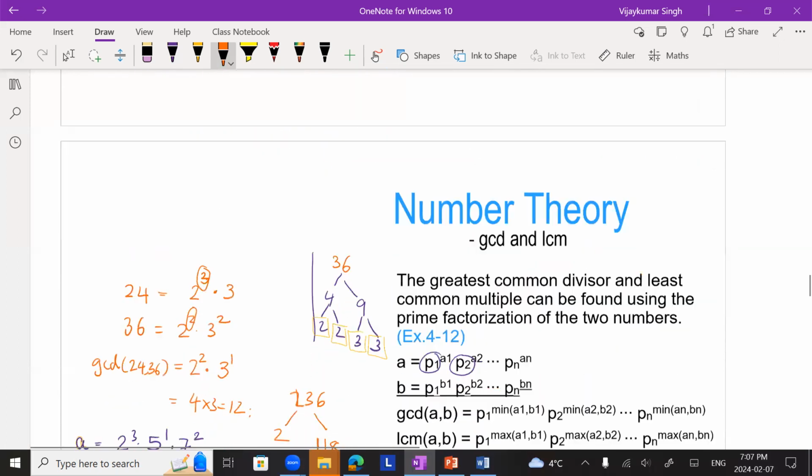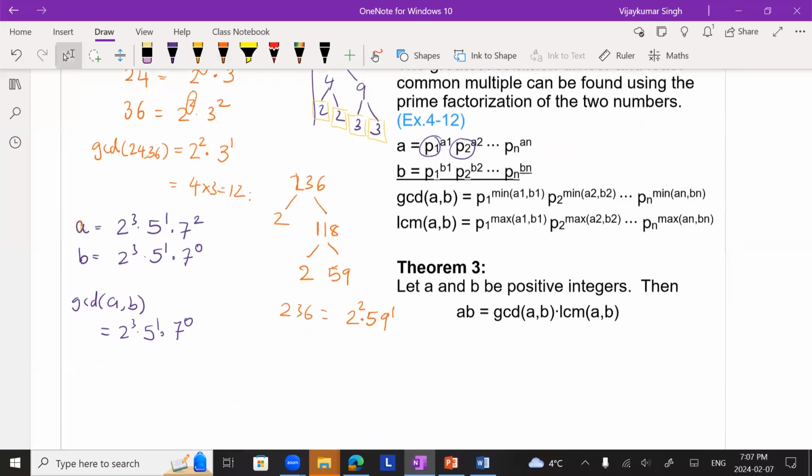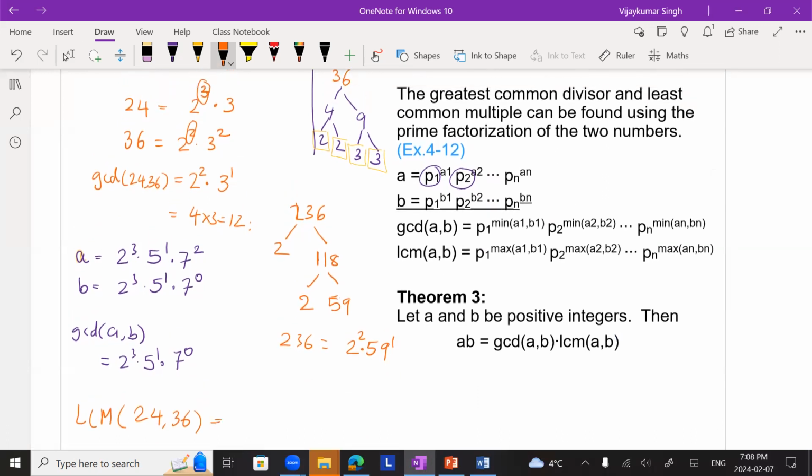So first of all, we break it as powers of primes. I'm going to compute the LCM of these numbers because we already have the prime factorization of them. In LCM, you look at the maximum of the powers. What is the maximum of 2 to the power 2 and 2 to the power 3? The maximum power is 3. What about here? What is the maximum of these two powers? 1 and 3 to the power 2. So this is what the LCM of these two is going to be.